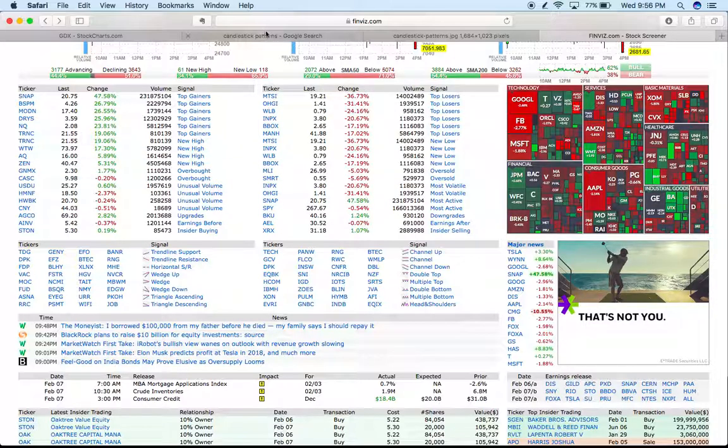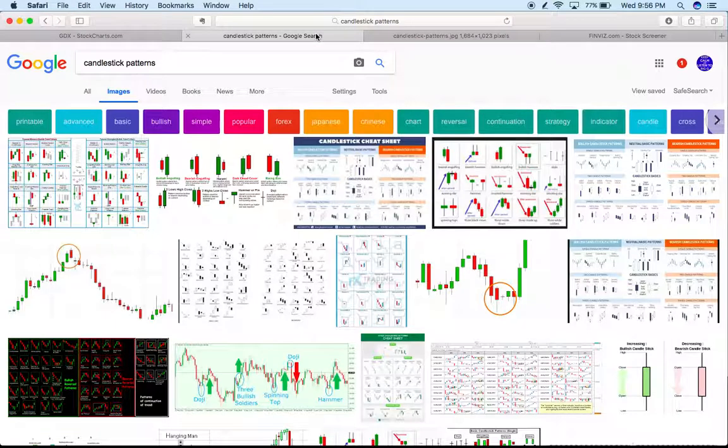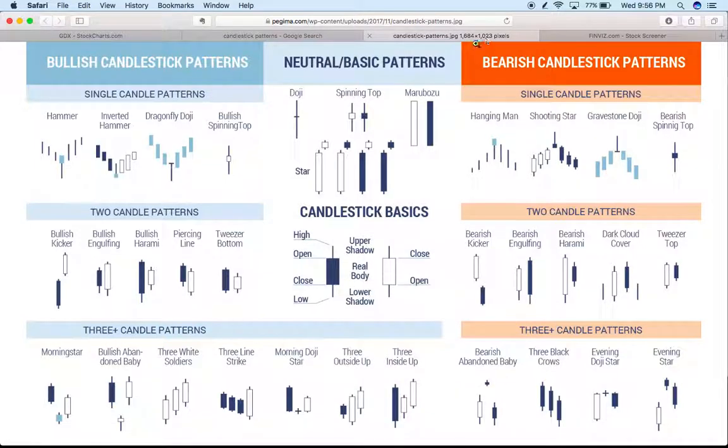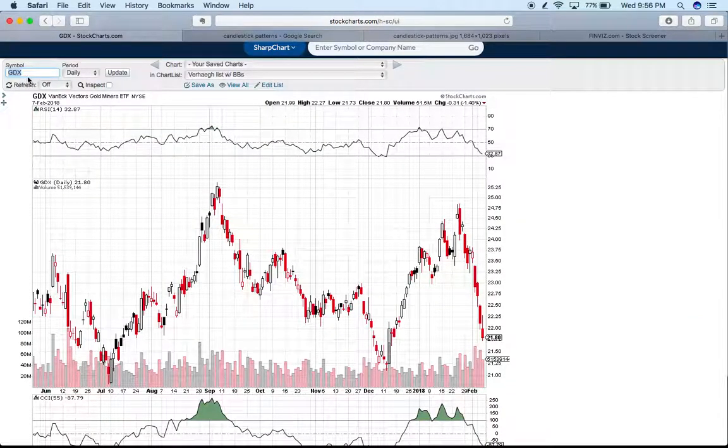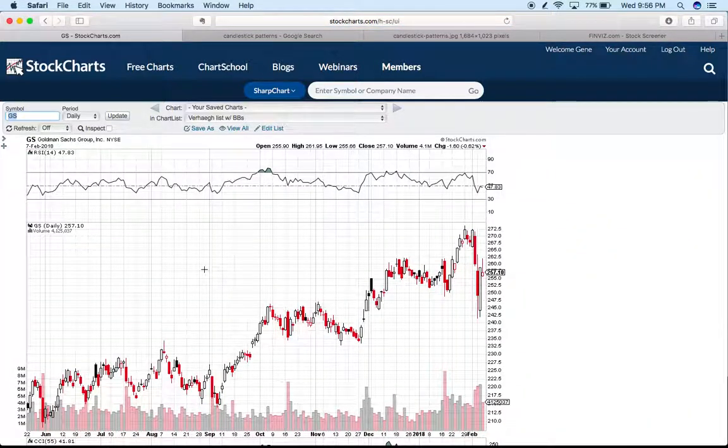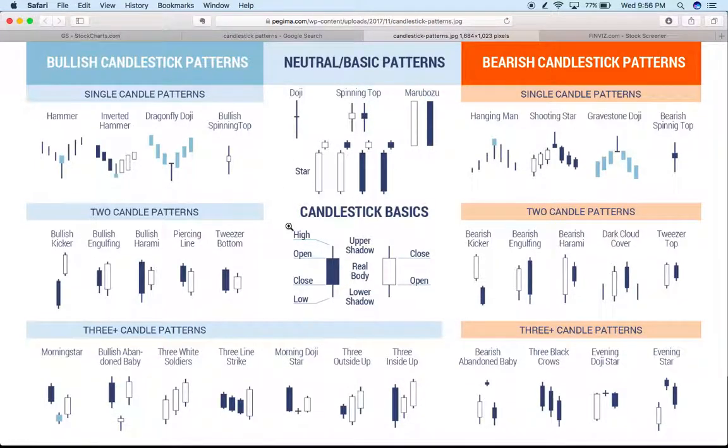So I think that's about it. Like I said, Google candlestick patterns, images. You'll find this and tons of other things like it. Just start studying how candlesticks work, how they look. And then go to random stocks, like here's Goldman Sachs, and see if you can find some of these patterns on these charts. You'll be amazed as you learn this how often you see these things show up on the charts. All right, that's the end of lesson number 5.